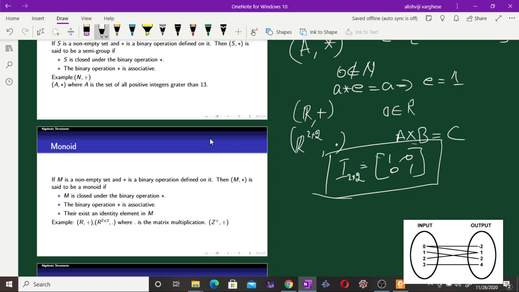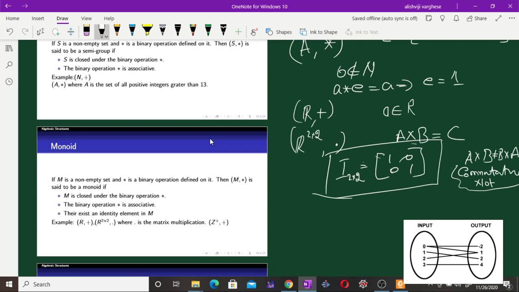And one more thing, this is an example of a monoid which is not commutative. A cross B is not equal to B cross A. So this one is an example of a monoid which is not commutative.